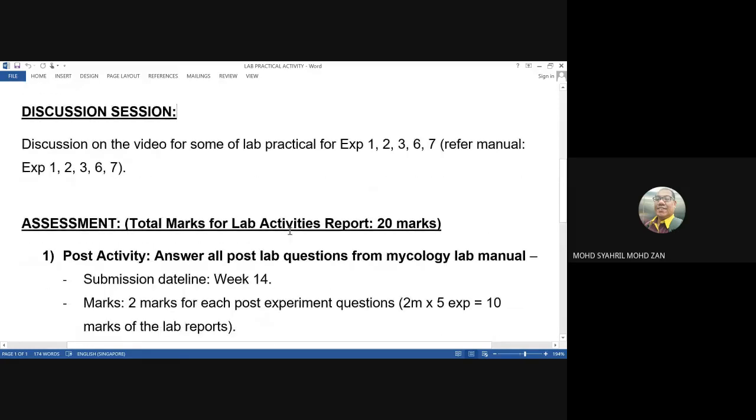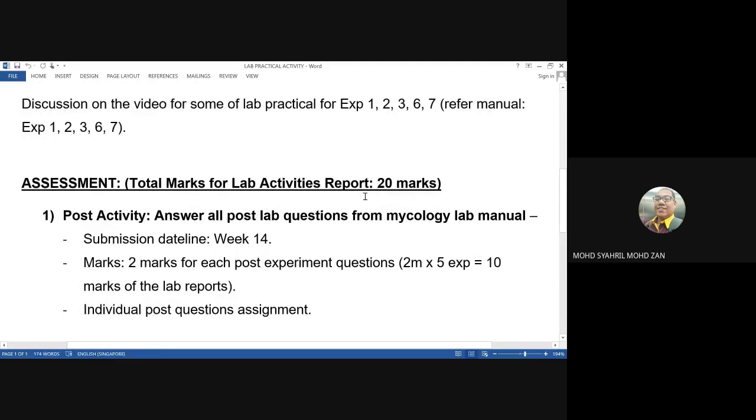Okay. So assessment, alright. So total mark for lab activity reports is 20 marks. Okay. So in order for you to get 20 marks, number 1, they are what we call post activity. So what is post activity? Mainly is our post question, right? Answer all post lab questions from Mycology lab manuals. Okay. So all we have to do is to submit. The deadline will be week 14.